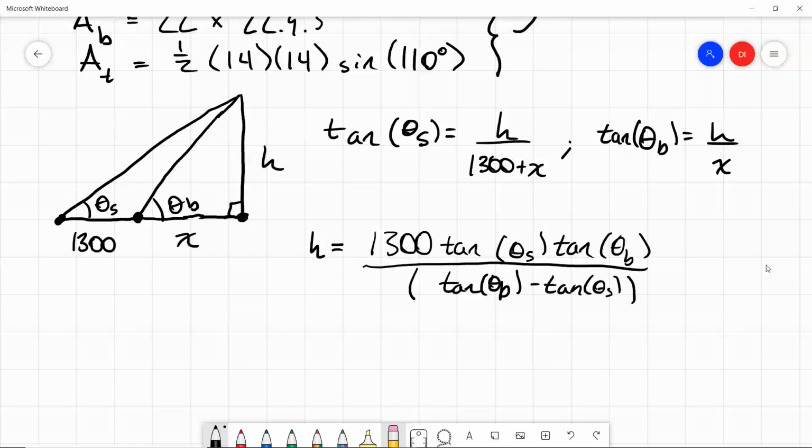And when you type it in your calculator, you have to be careful of these parentheses at the bottom. The top doesn't need any parentheses. You can just multiply those across. But as soon as you hit the divide symbol, make sure you open up a bracket or parentheses. Type the tan minus tan, and then close the parentheses.